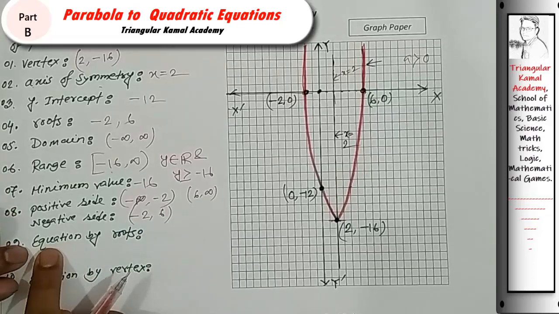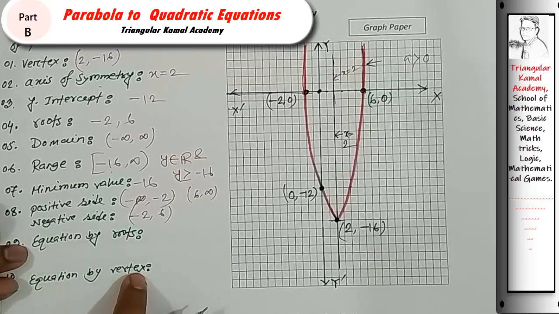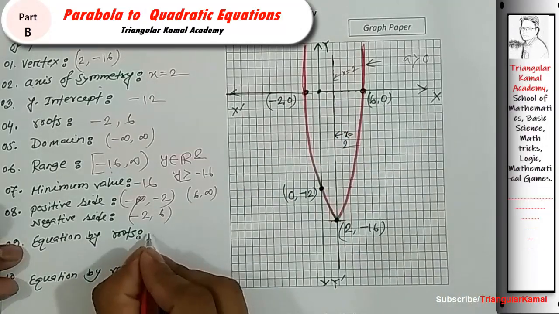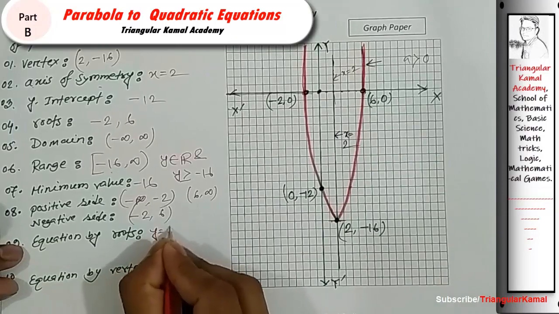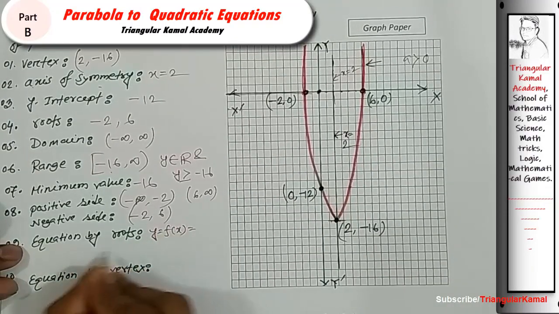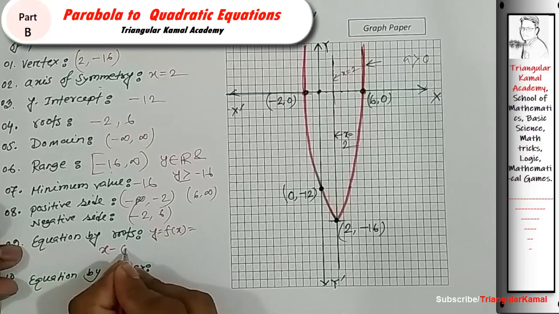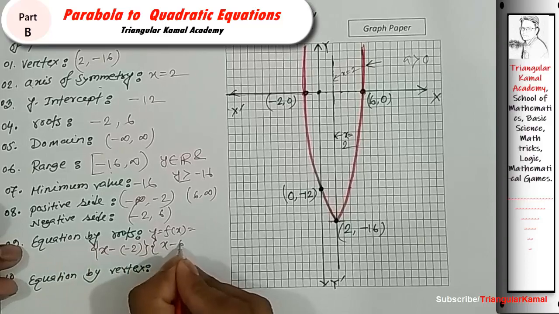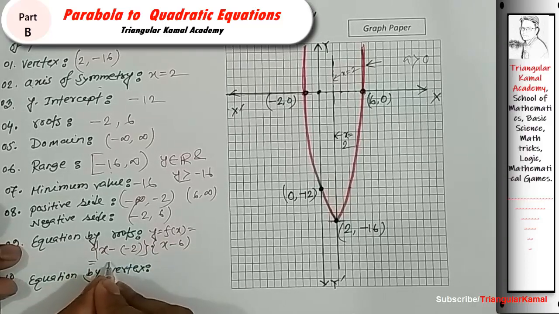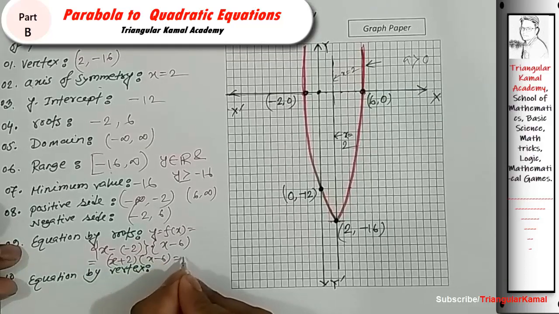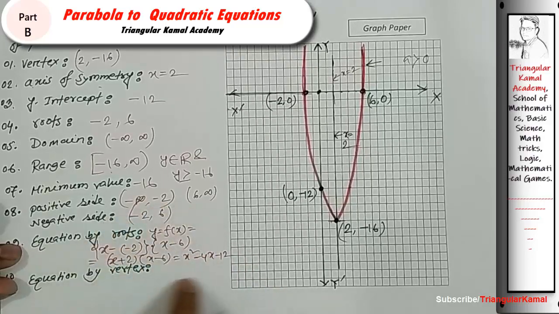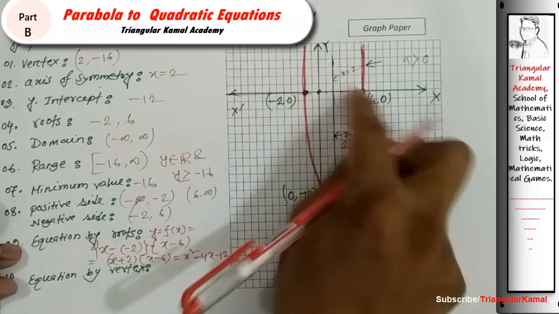The most important part: equation by roots and equation by vertex. Equation by roots means the first root is minus 2 and the other root is 6. So you can write y equals f of x equals x minus first root, that is the first factor, and the other factor is x minus second root. After doing the calculation here we get x plus 2 and x minus 6, that is x squared minus 4x minus 12. So this is the equation of the parabola using roots.